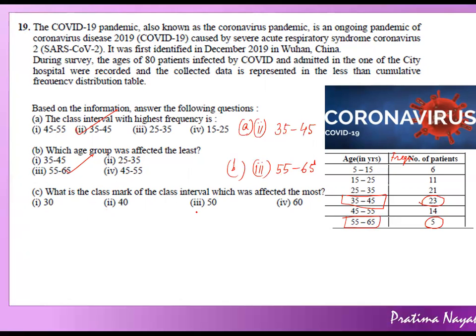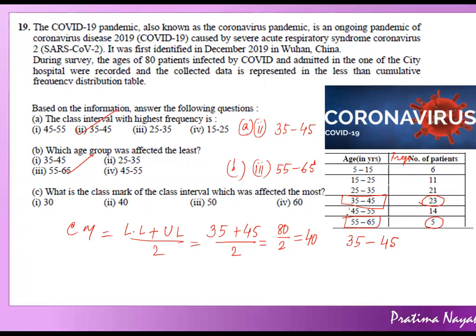What is the class mark of the class interval which affected most? Affected most was 35 to 45. And what is class mark? Class mark is equal to lower limit plus upper limit divided by 2. Here lower limit is 35, upper limit is 45, divided by 2. It will be 80 by 2, that will be 40. This is the mid value of 35 and 45. So it will be 40. For C, your second is the answer.